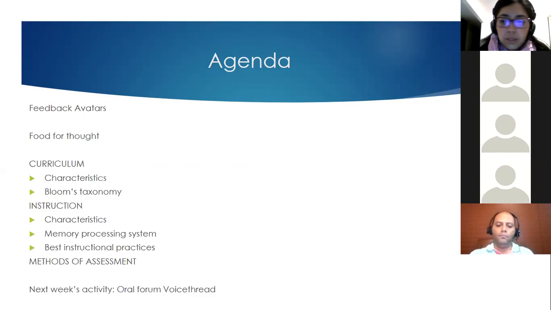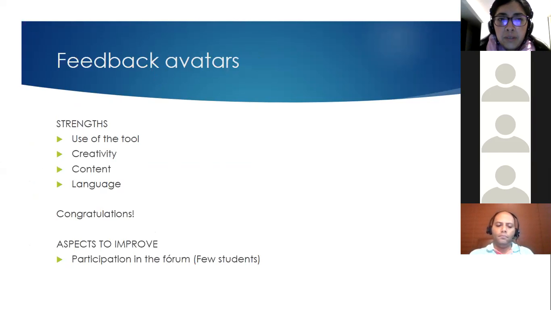To start, I would like to give you your feedback on the avatars activity. First of all, you did a great job with this activity. I could notice that you were engaged and motivated working on this. All of the avatars were very nice, very interesting, very creative. The strengths: all of you used the tool and created nice characters. Some of you tried to make them similar to you. You used nice backgrounds, and the characteristics you gave to those avatars were really nice. You used a lot of creativity.